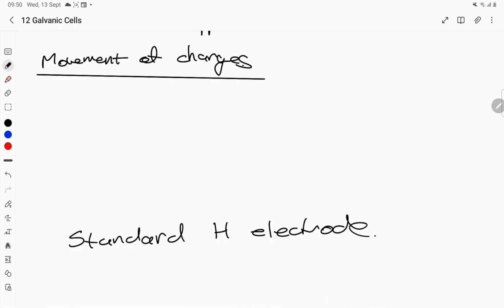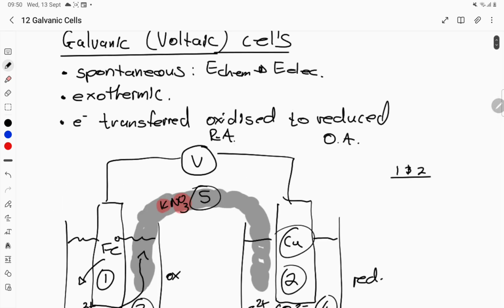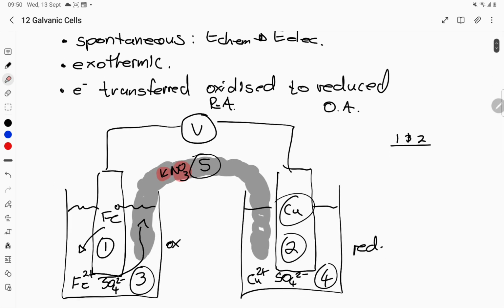All right. So let's take a look at the movement of charges. Let's just go through the diagram. I did explain this earlier quickly, but let's make this the starting point. So where are the electrons being produced? It's where it's being oxidized, right? So iron is being oxidized to Fe2+.